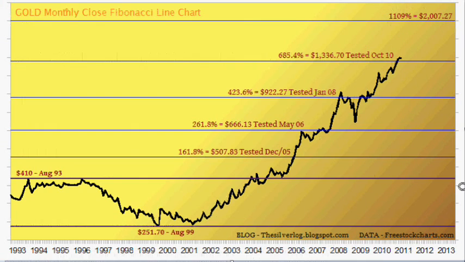And now we're going to move on to the longer term time frame. And this is a Fibonacci line chart. In August of 1993, silver hit $410 an ounce. In 1996, it managed to hit a double top and hit, or at least pierce, this top again, and then hit a low here of 251.70. The higher low came in here, and thus we established a Fibonacci range of 251.70 and 410.